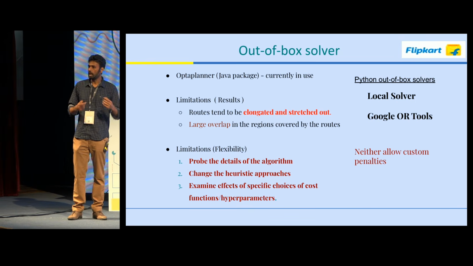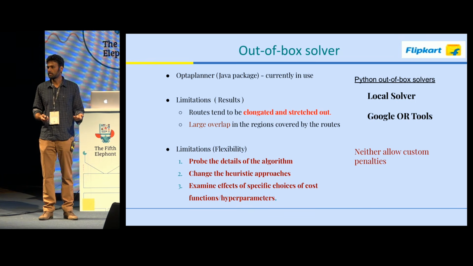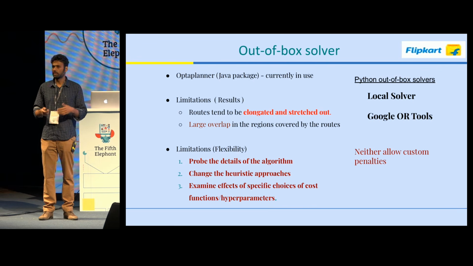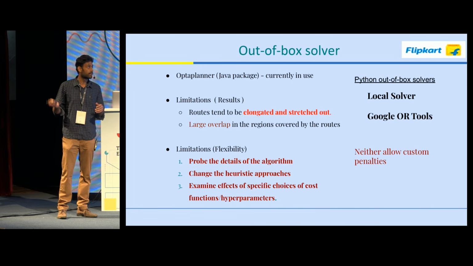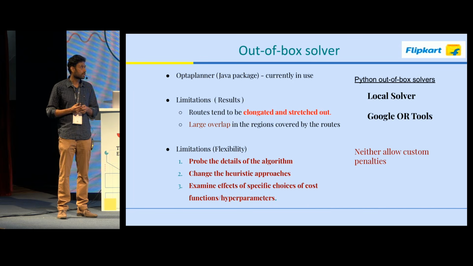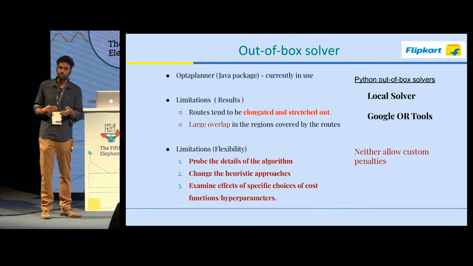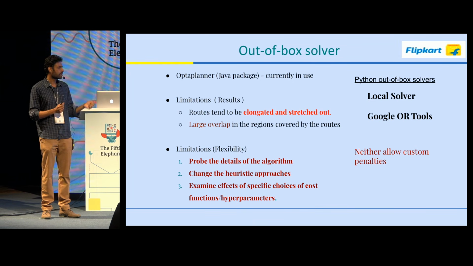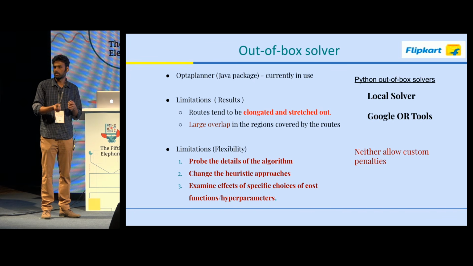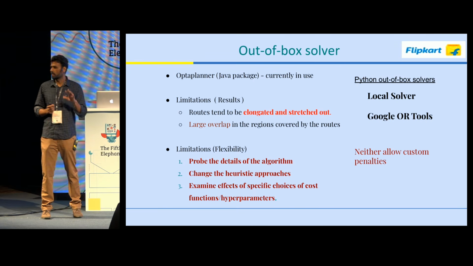Now, we actually have a custom solver, but I just want to quickly say why we need a custom solver. There is an existing solver that we're using, which is OptaPlanner, a Java package. The problem is that, one, in the results, it tends to give overlapping routes, which we'll see at the end, and the routes tend to be elongated and stretched out. But to me, at least, the more significant problem is the lack of flexibility, right? I can't probe the details of the algorithm properly. I can't quite understand how a change in the heuristics leads to differences in routes. So that leads to a problem of actually understanding what is causing what, right? Because you just give it input and it's like a black box and you get the output. So I've also looked at it, and Java is not a great language for these things.